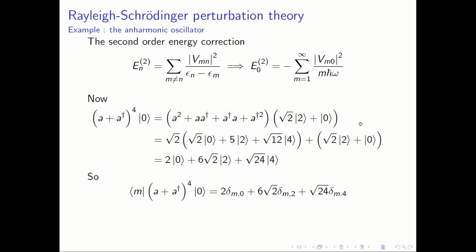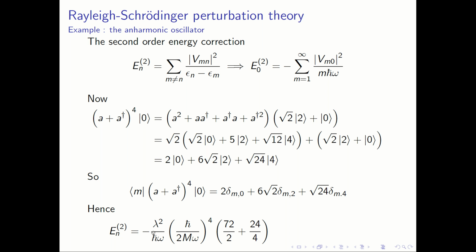So for m equals 2, the numerator will essentially have 6 root 2 whole square, that's 72, and the denominator will have a 2. Of course, the other factors like 1 by h cross omega and whatever prefactors are there in front of V will all be there. But apart from that, the specific contribution from the state m equals 2 is going to be 72 divided by 2, and from m equals 4 the contribution will be 24 divided by 4. So that's what you're going to get.